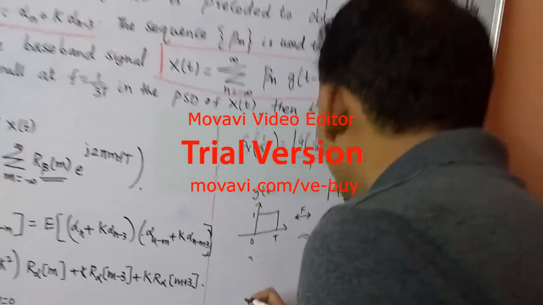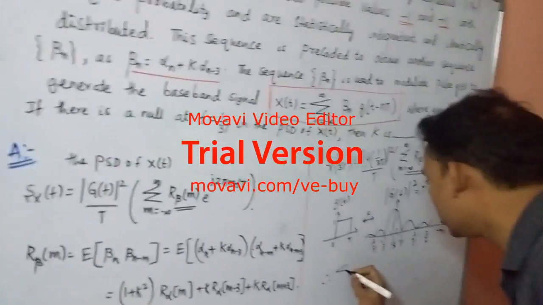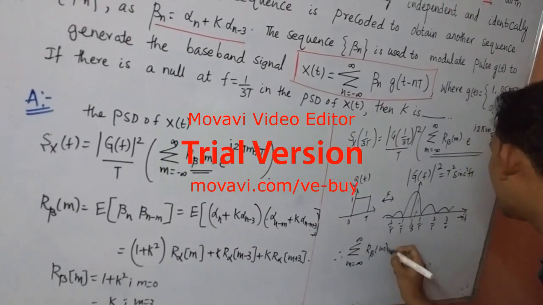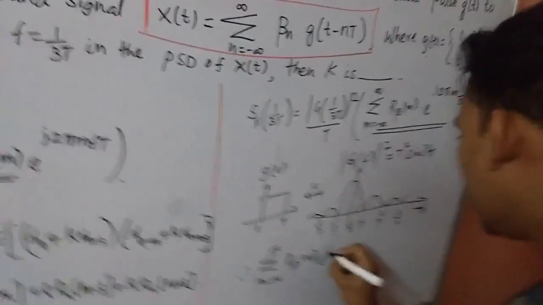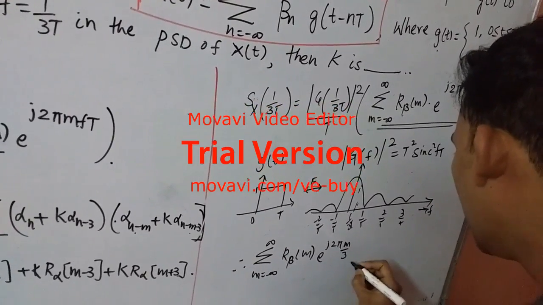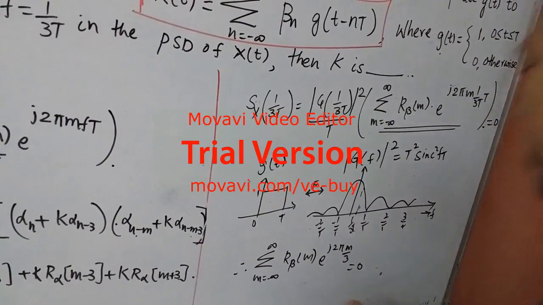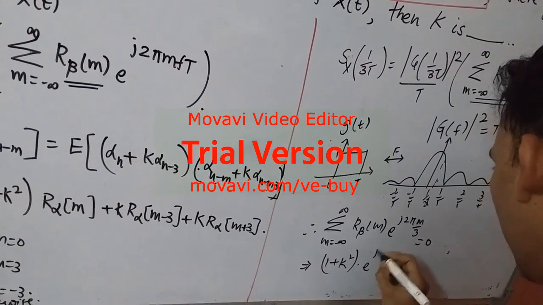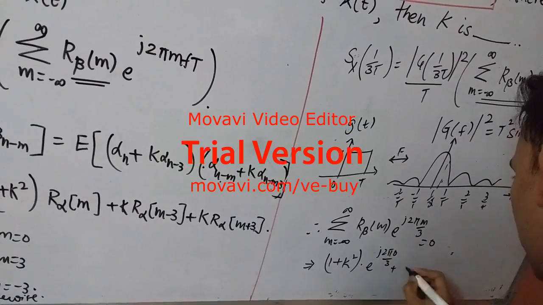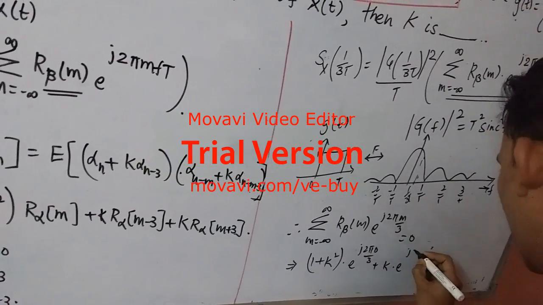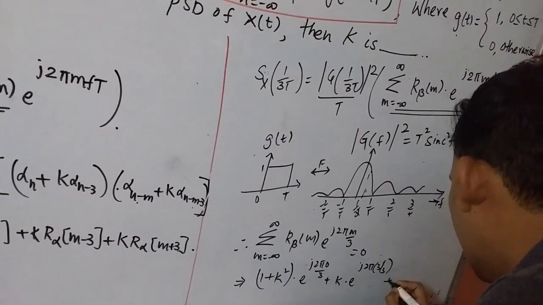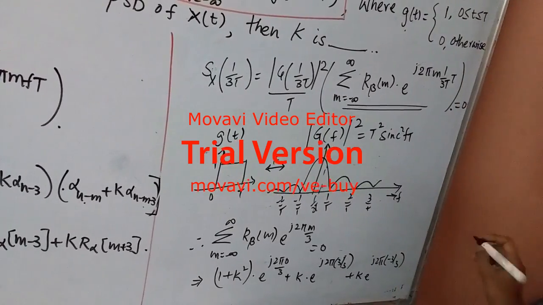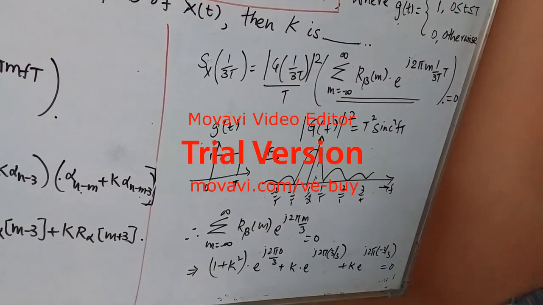So with the substitution of these values, the summation from minus infinity to infinity of r beta of m into e power j 2 pi m by 3 equals 0. This implies 1 plus k square into exponential of j 2 pi 0 by 3, plus k into e power j 2 pi 3 by 3, plus k into e power j 2 pi minus 3 by 3, and all the remaining values are 0. So this is equal to 0.